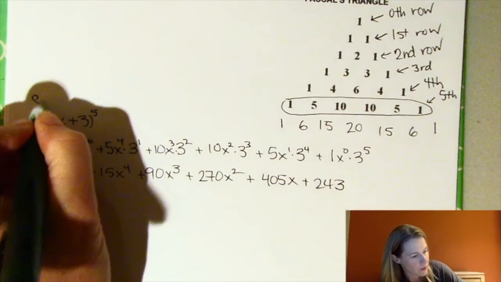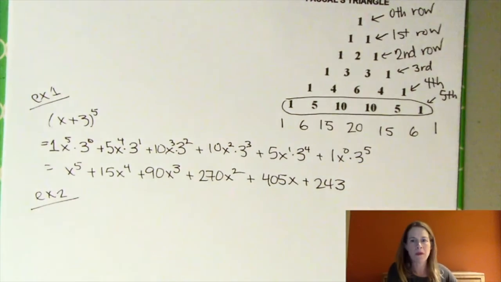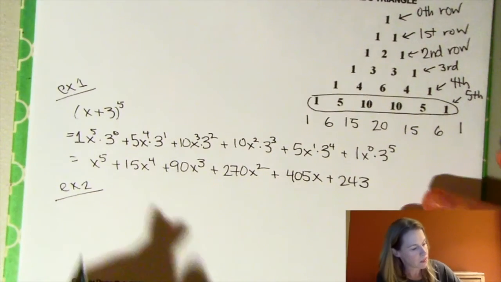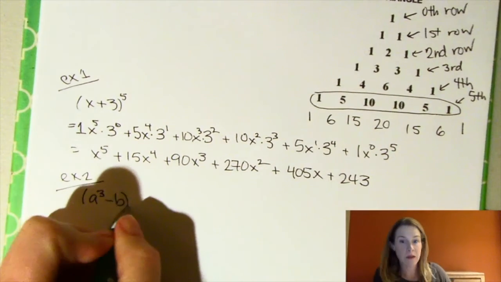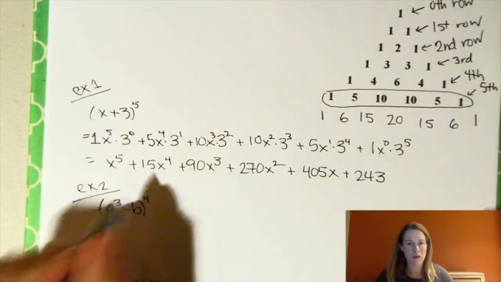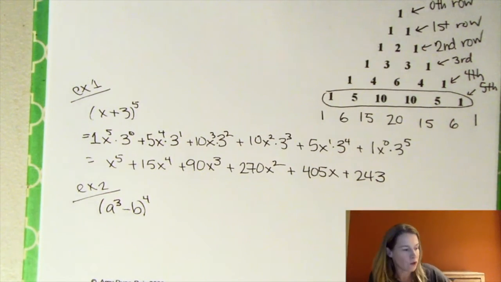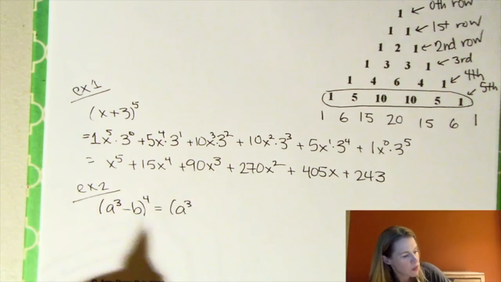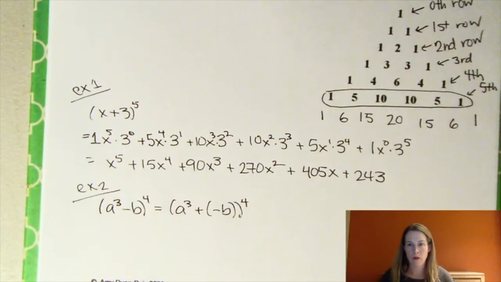So I'll call this guy example number 1. So we'll call this new one example number 2. I'm going to mix things up here a little bit. This time, I'm going to say a cubed minus b is going to be my binomial. And why don't we take it to the 4th power? Alrighty. Well, something that's useful here, you notice there's a minus in the middle. It's really useful to think of this as a cubed plus negative b to the 4th power.